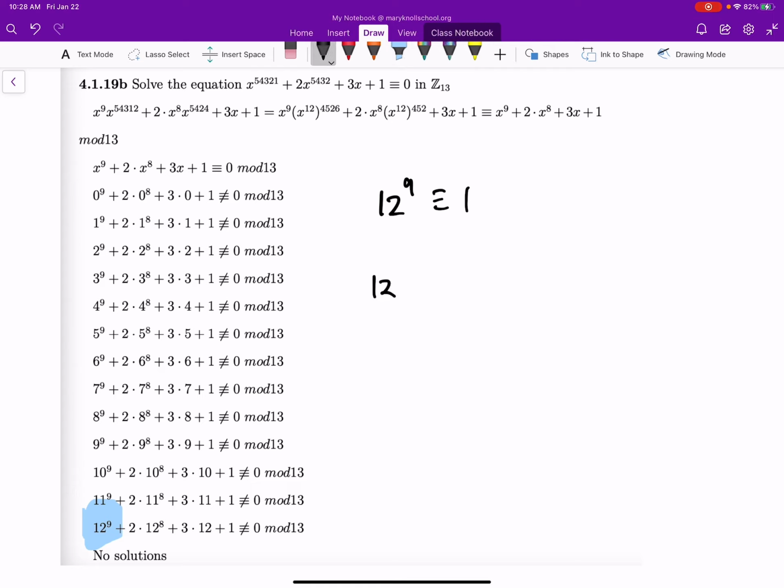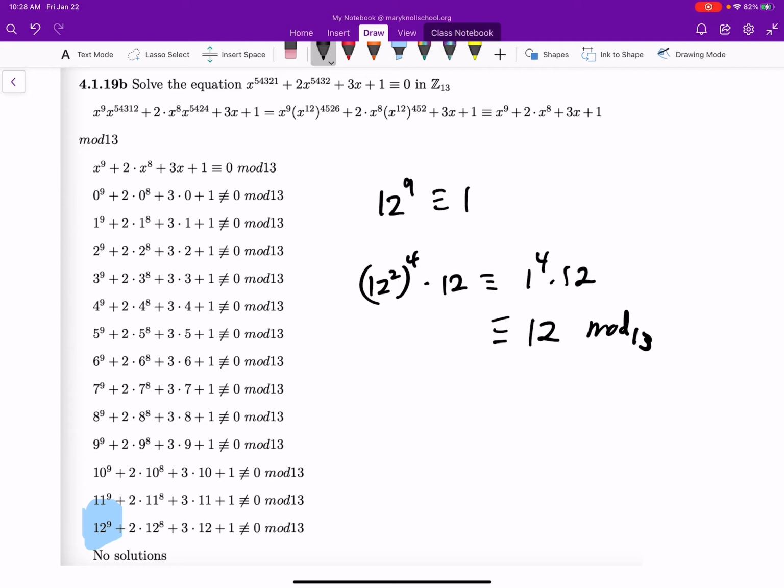12 squared to the 4th power, right? That's 12 to the 8th times 12. So I know that that's equivalent to 12 squared to the 4th power times 12. Okay, so I know that's 1 to the 4th times 12, which is equivalent to 12 mod 13.